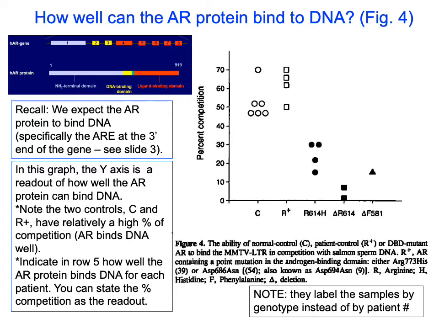Okay, so then we can look at the 3 patients, which are shown with the filled in symbols, and you can indicate in row 5 how well the AR protein in each patient binds DNA. And you can state that as a % competition, right? And that's our readout for how well it's binding to DNA. And a note about that x-axis, they are labeling the samples by genotype instead of by patient number in this figure, so that's just a little bit different than in the other figures.